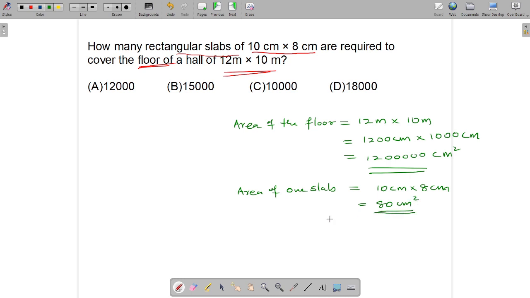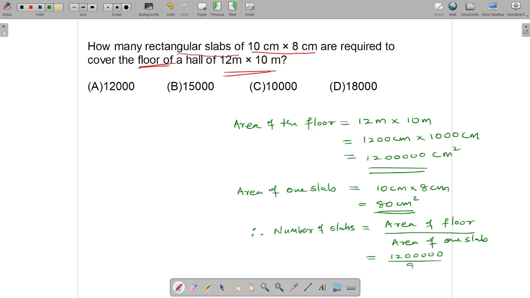Now we have to find the number of slabs required. Number of slabs is equal to area of the floor divided by area of one slab. That is equal to 12 lakh centimeter square divided by 80 centimeter square, and when it is simplified, we will get the answer as 15,000. So 15,000 slabs are required. Answer is B.